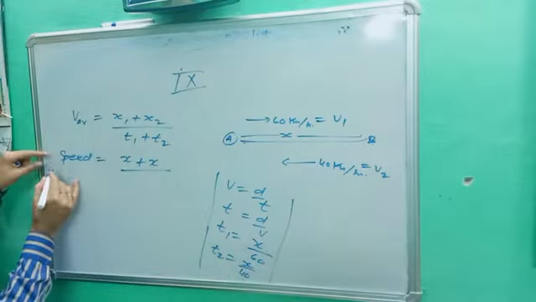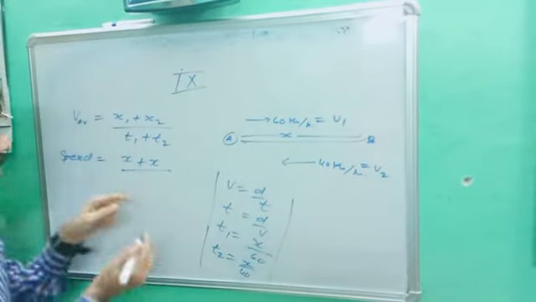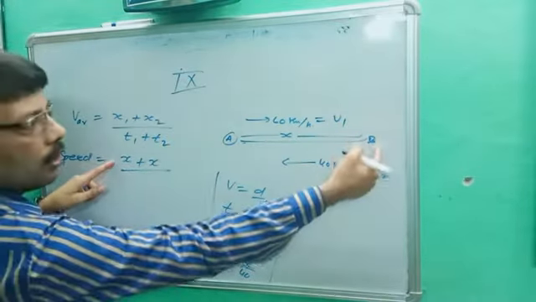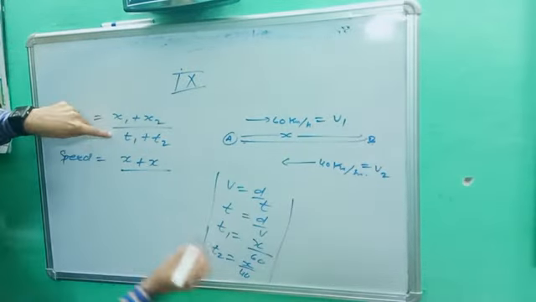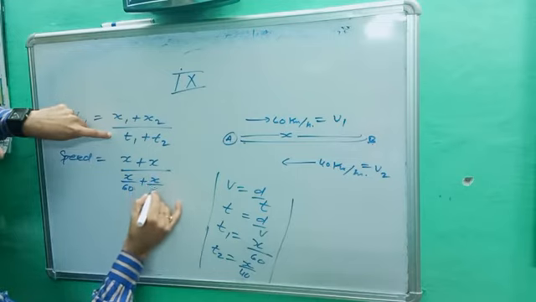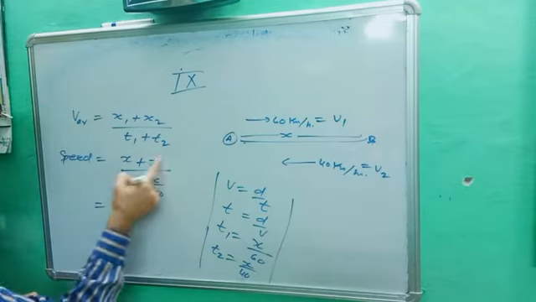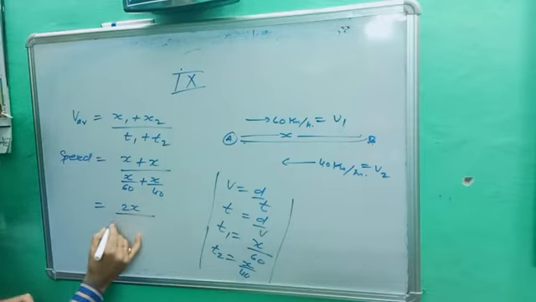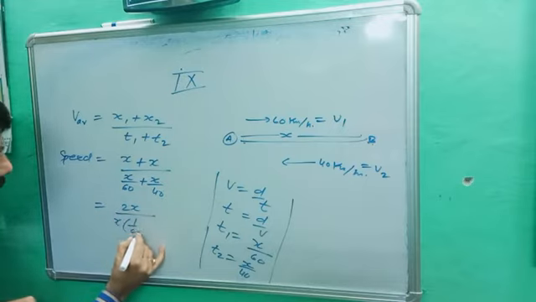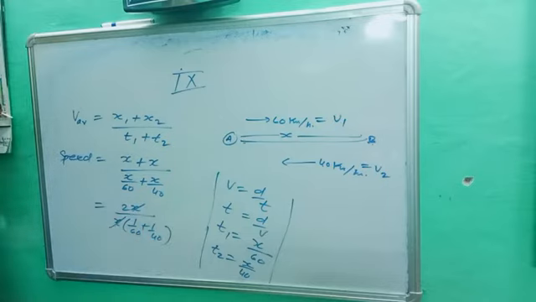So we will use here speed is equal to, you better know what is speed, distance upon time. So what is the distance? x plus x, that is 2x, divided by T1 plus T2. What are T1 and T2? x upon 60 plus x upon 40. Okay. It will be 2x, x is common, we will get 1 upon 60 plus 1 upon 40. X will cancel out.